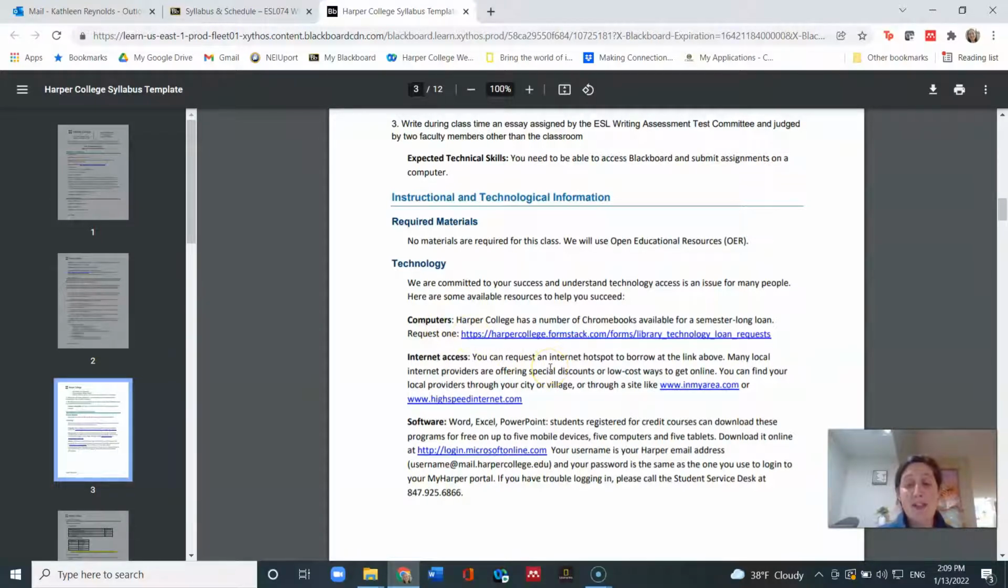This is some information about internet access that you will also need. And if you would like to use Microsoft Word as your word processing product, that is also free for you as Harper students on 5 devices using this link and your Harper username and password.